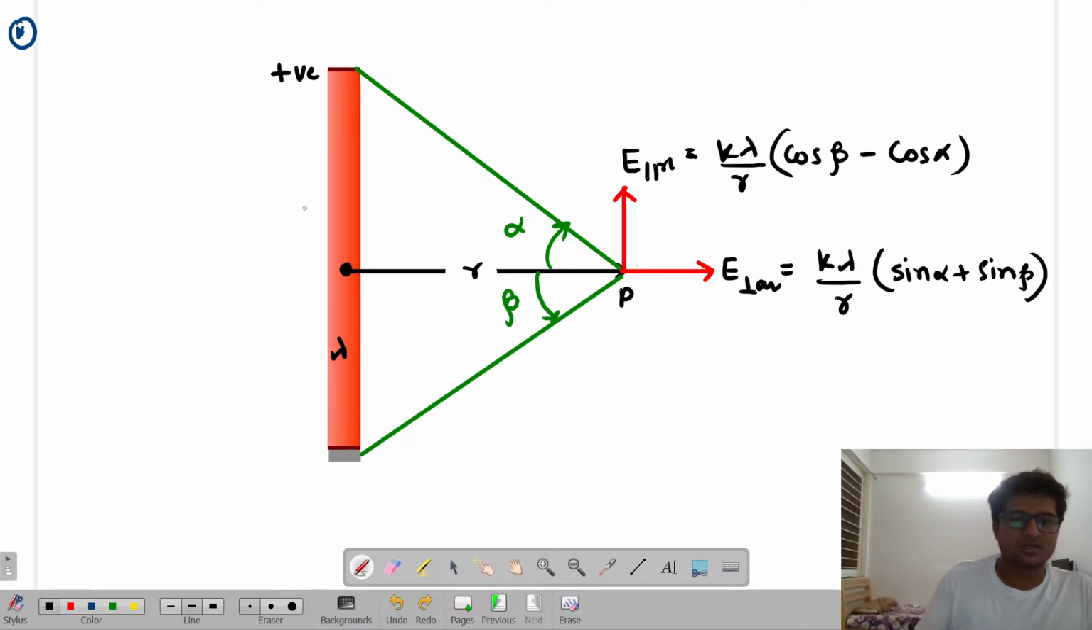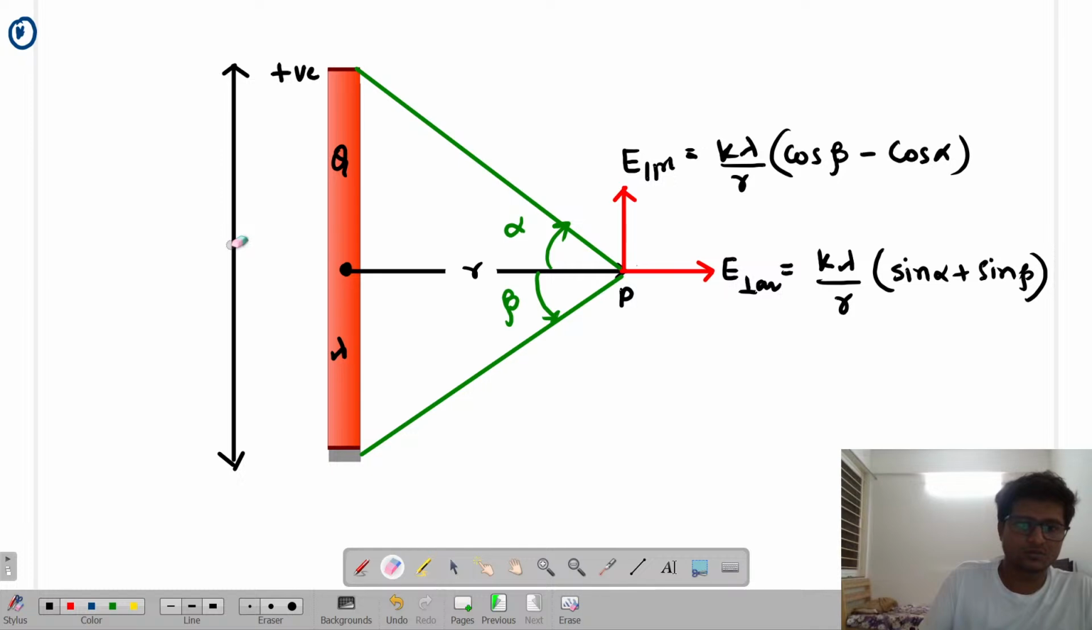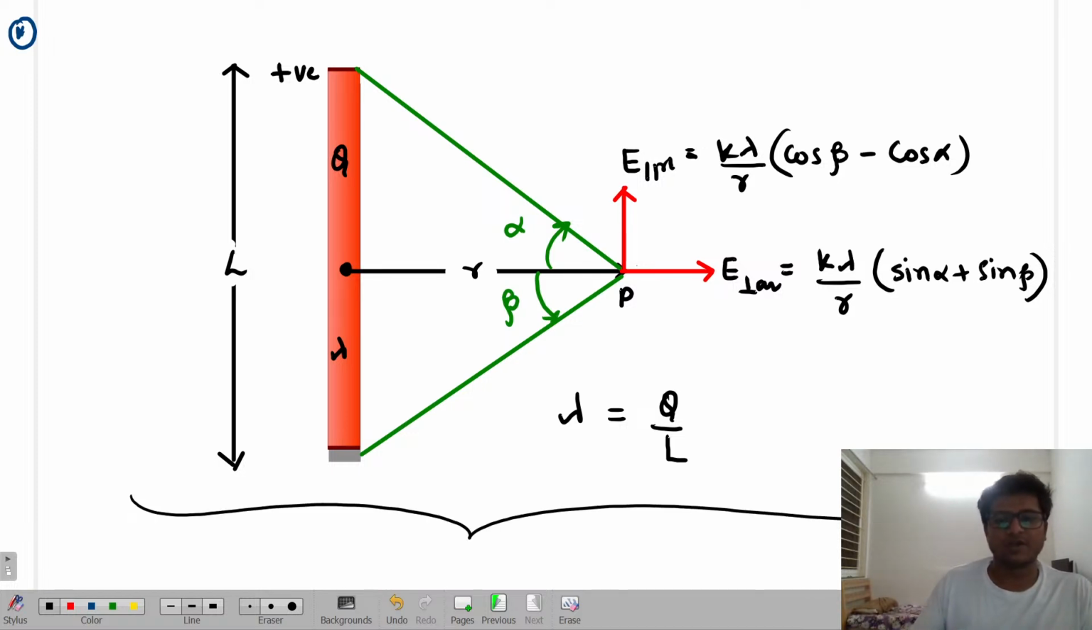And if the total charge is given on the rod and the length of the rod is also mentioned, then remember to use lambda is equal to Q by L. And this is the electric field for any random point of a uniformly charged rod.